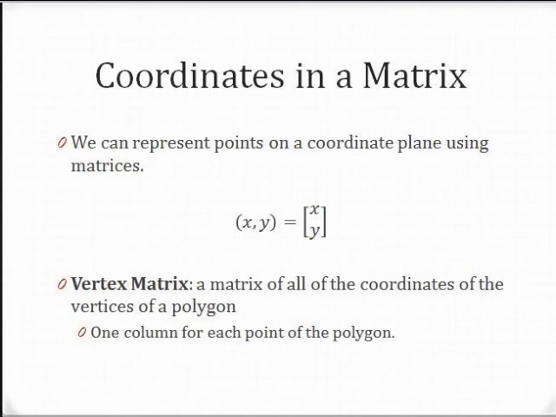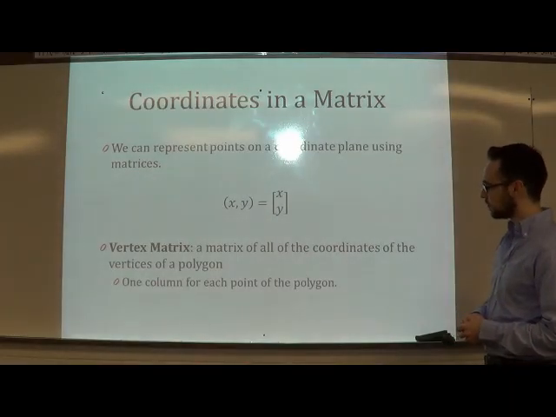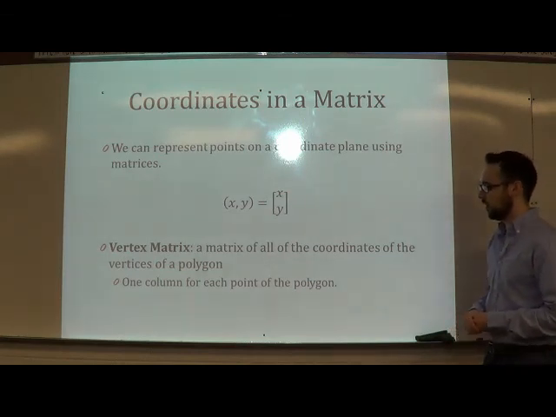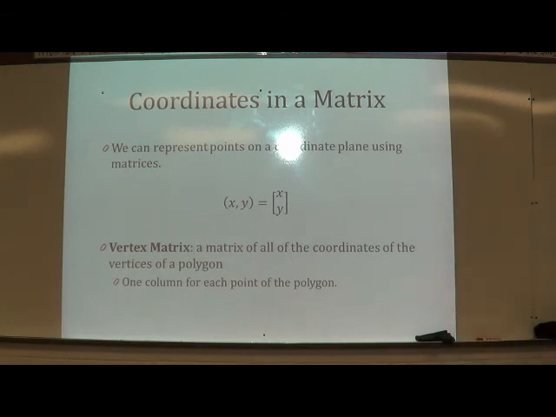Alright, coordinates in a matrix. We can represent points on a coordinate plane using matrices. So the coordinate, the x, is always going to be on the top. It's always going to be on the first row, and the y will be in the bottom row. So the coordinate would just be a 2x1 matrix representing that coordinate, and we would call this a vertex matrix, which is a matrix of all of the coordinates of the vertices of a polygon. And you have, again, one column for each point of the polygon. So whether that's triangles, squares, rectangles, whatever that may be, we can use a vertex matrix to represent those points.